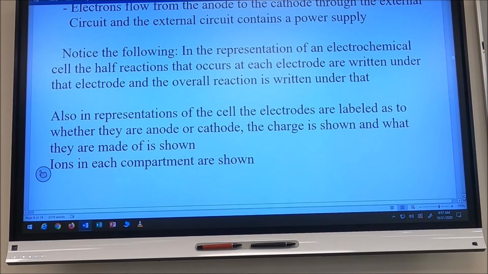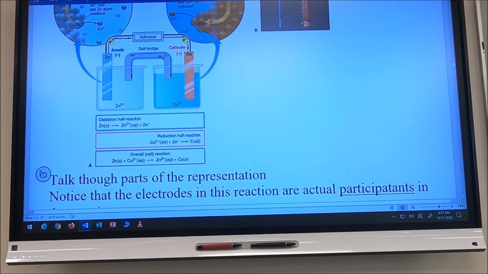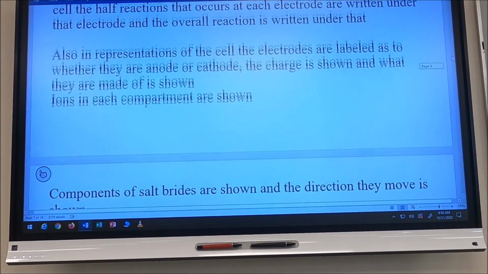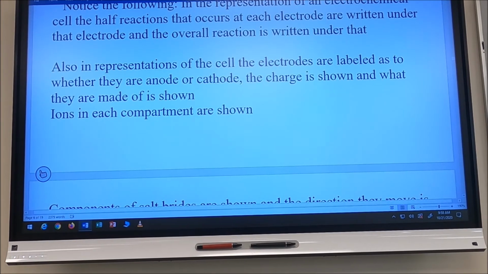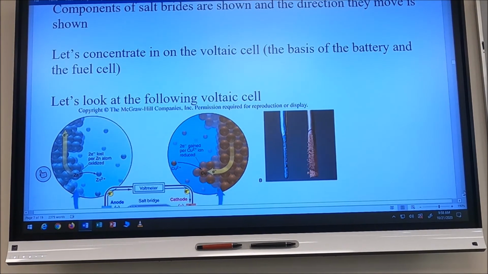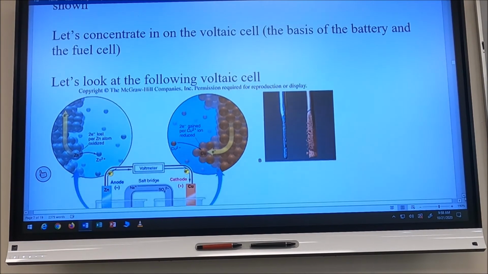Now, notice the following. In the representation of an electrochemical cell, the half reactions that occur at each electrode are written underneath the electrode chamber, and the overall reaction is written in. Also in the representation of cells, the electrodes are labeled as to whether they are anode or cathode. The charge is shown. Ions are listed in compartments. Direction of electron flow is shown, and components of a salt bridge are going to be shown.